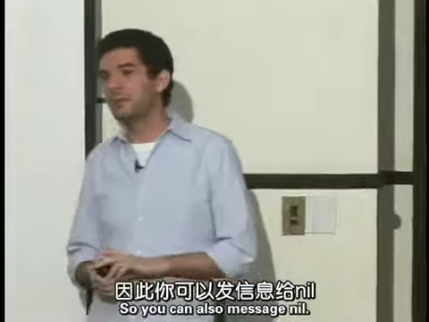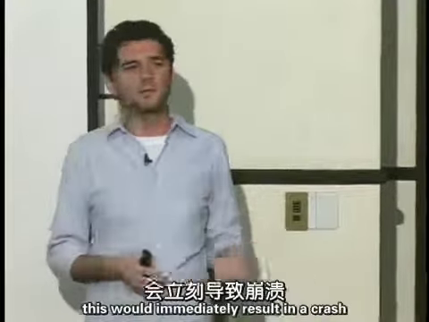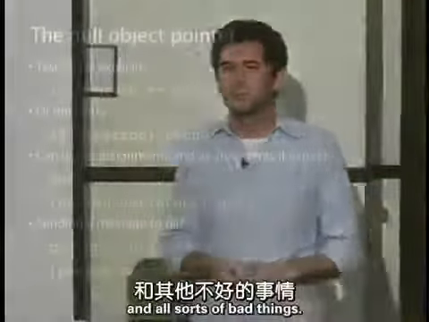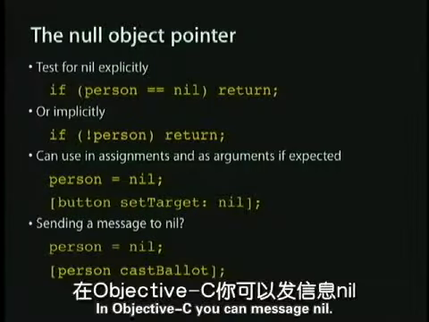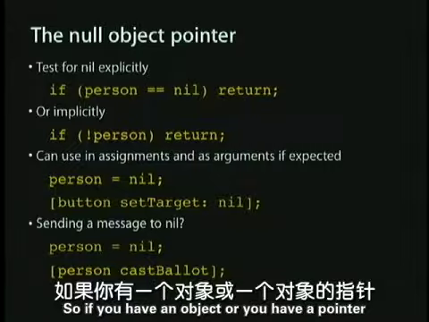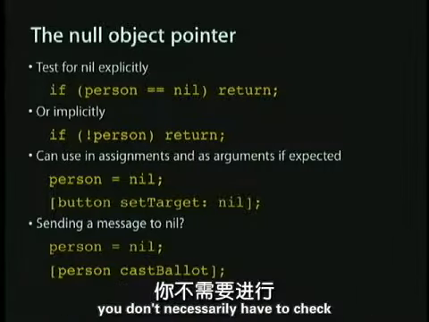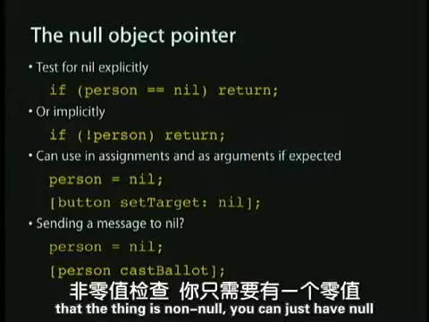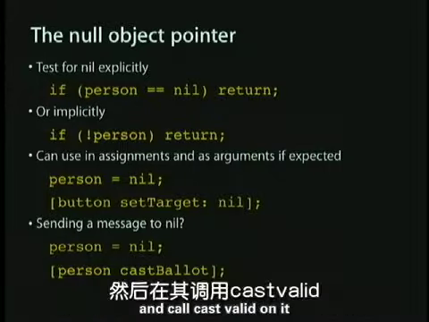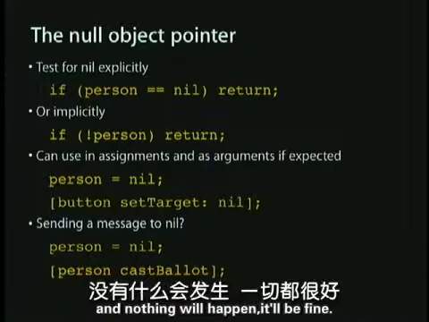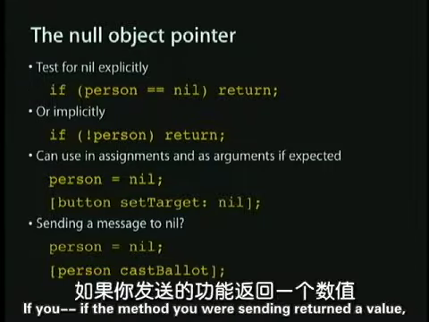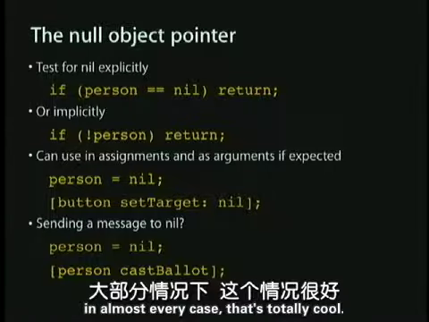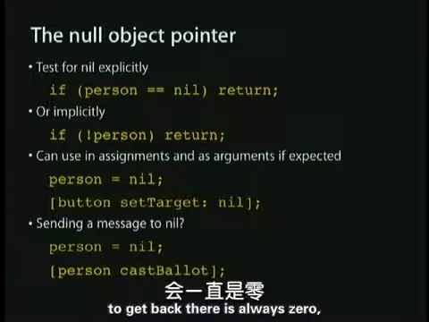So you can also message nil. In most other languages, this would immediately result in a crash and all sorts of bad things. In Objective-C, you can message nil. So if you have a pointer to an object, before you send it a message, you don't necessarily have to check that the thing is non-null. You can just have null and call cast ballot on it, and nothing will happen. It'll be fine. If the method you were sending returned a value, in almost every case, that's totally cool. The value that you're guaranteed to get back there is always 0.